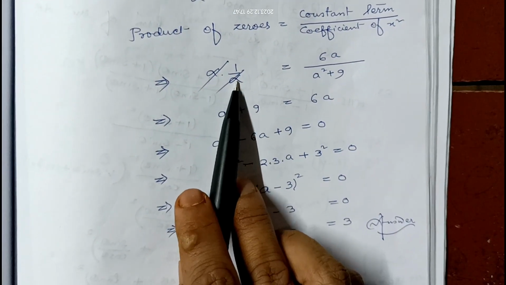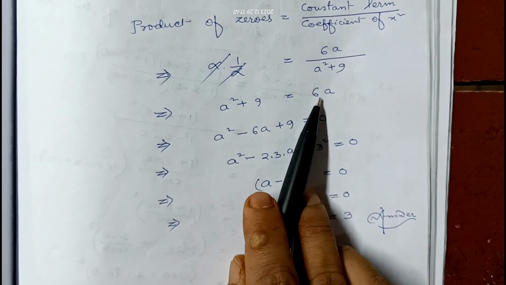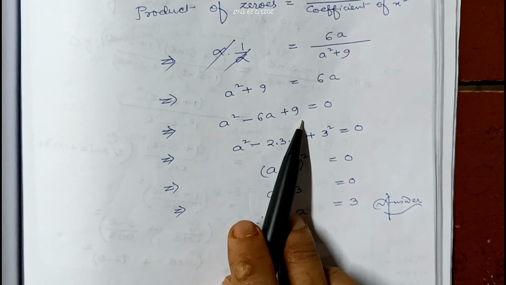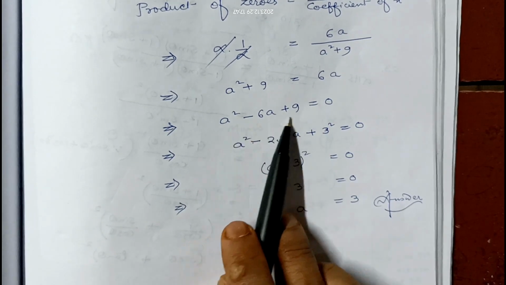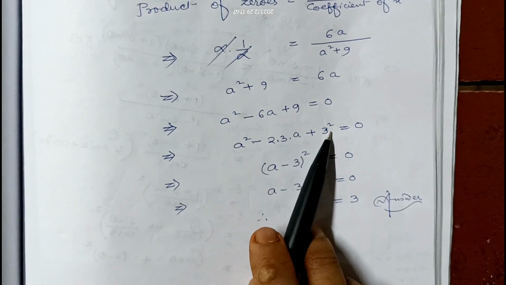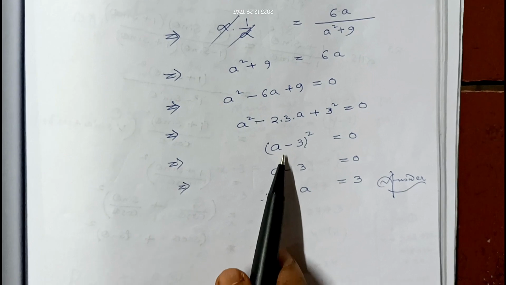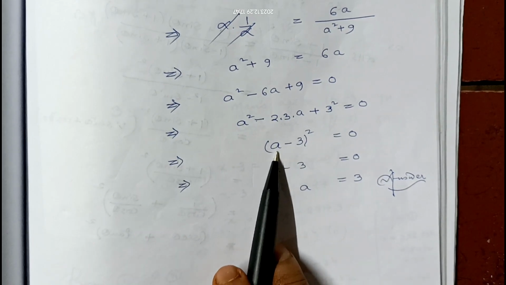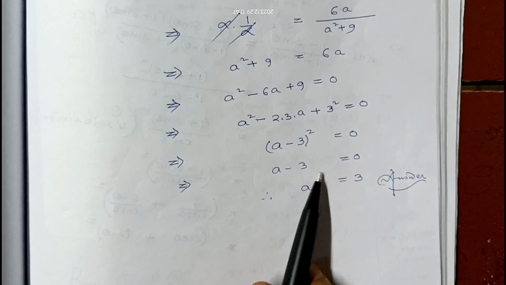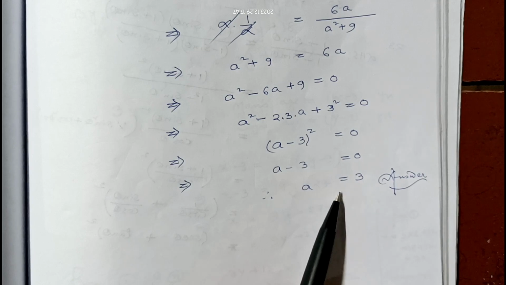Alpha and alpha can be cancelled. If you cross multiply, a square plus 9 equal to 6a. If I transfer this 6a, it will be a square minus 6a plus 9 equals to 0. This can be written as a square minus twice ab plus b square, because 9 is 3 square. So a square minus twice ab plus b square is the formula of a minus b whole square. So since a minus 3 whole square is 0, that means a minus 3 is also 0. And since a minus 3 is 0, therefore a equals to 3. Therefore required value of a is 3.